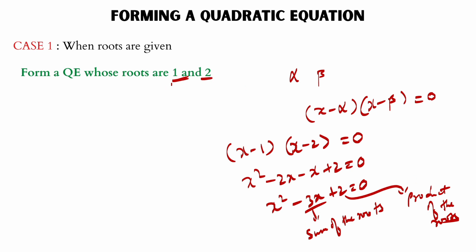See, the roots are already given, 1 and 2. If we add this, 2 plus 1 will be 3. 2 into 1 is 2. So if we add the roots, this will become the sum. If we multiply, this is the product, this is the constant of this quadratic equation. So in this way we form a quadratic equation when the roots are given.